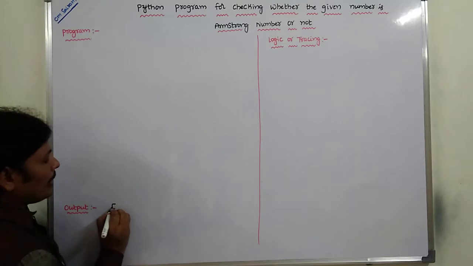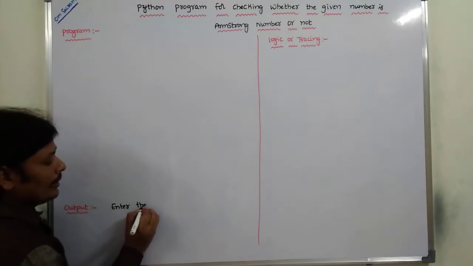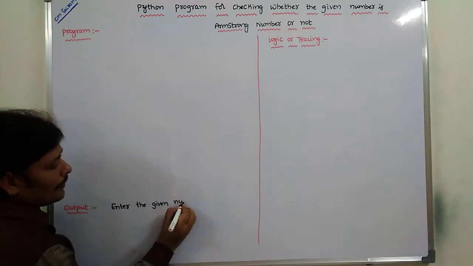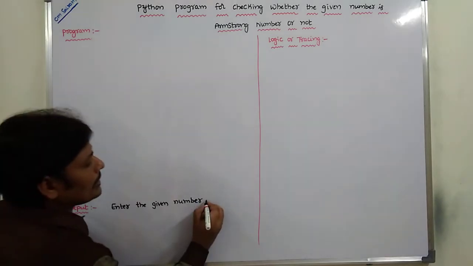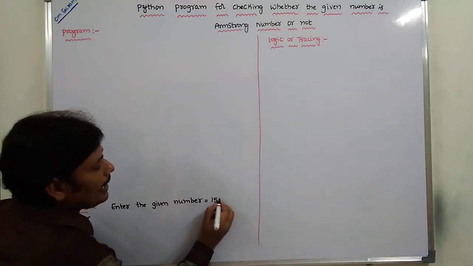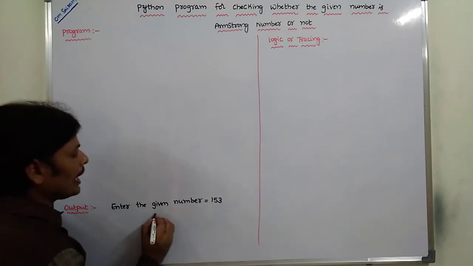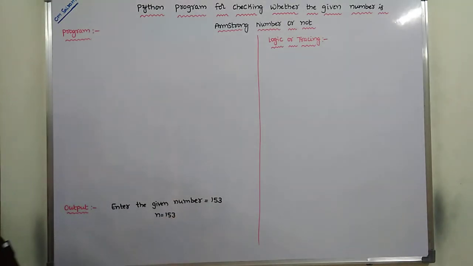Enter the given number. We are checking whether the given number is Armstrong number or not. So enter the given number. Okay, that is equal to 153. So this is the given number. That number can be assigned to the variable n. So n is equal to 153.